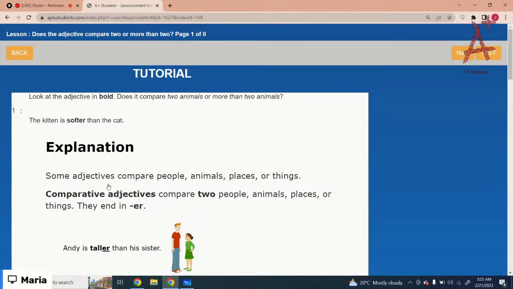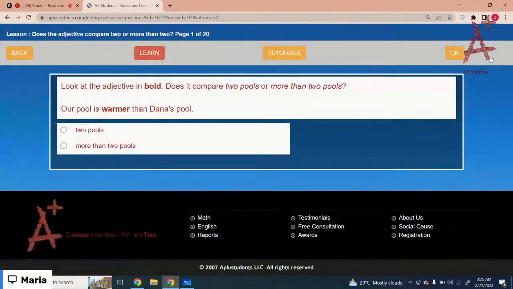Let's just start with the practice questions. Okay, look at the adjective in bold. Does it compare two pools or more than two pools? So the sentence is, our pool is warmer than Dana's pool. So which is the correct option? Two pools or more than two pools? Which is the correct option?